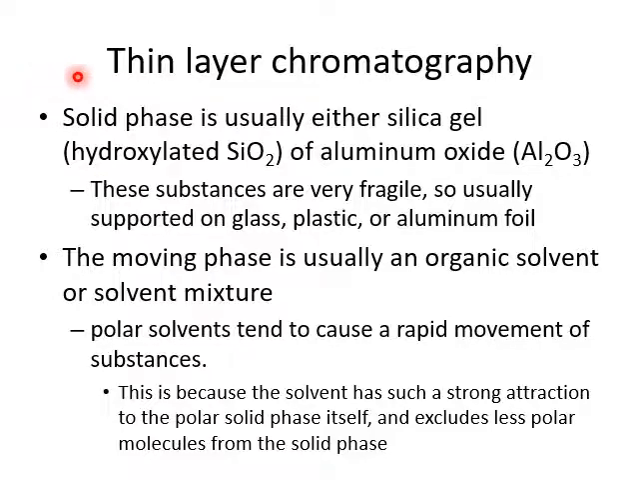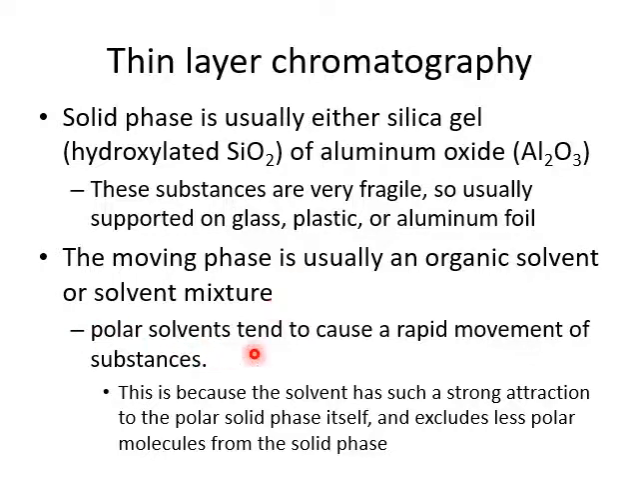So in TLC, for short, you have a solid phase, which is usually either silica gel, hydroxylated silicon oxide, or aluminum oxide. These substances are very fragile, so we usually put them on top of glass, plastic, or aluminum foil. You usually see it on glass, which is also fragile, but it's usually less expensive, but also very convenient. The moving phase is usually an organic solvent or solvent mixture. We call these solvent systems.